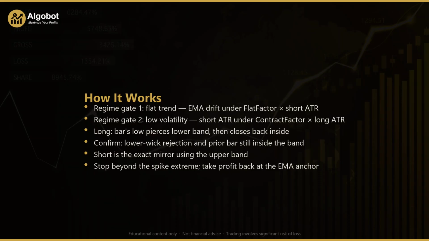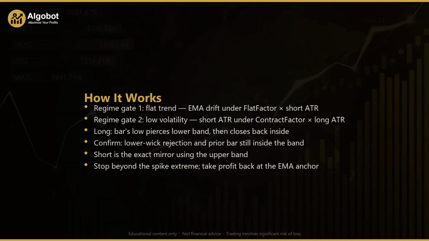The short side is the exact mirror. The signal bar's high pierces the upper band. The close comes back inside. An upper wick rejection is present, and the prior bar was inside the band. The stop sits above the spike high, and the target is again the anchor.